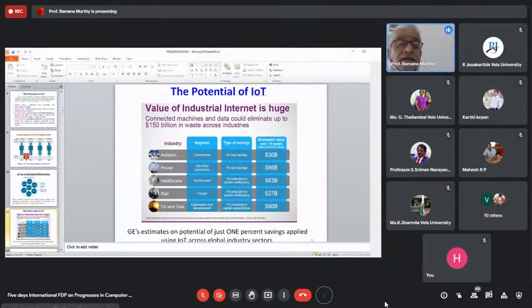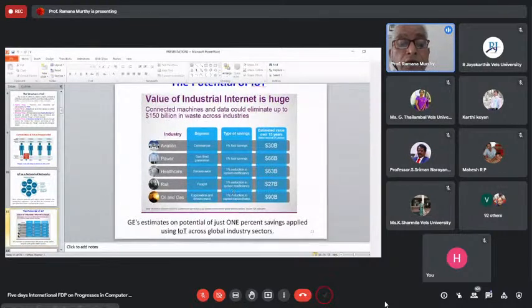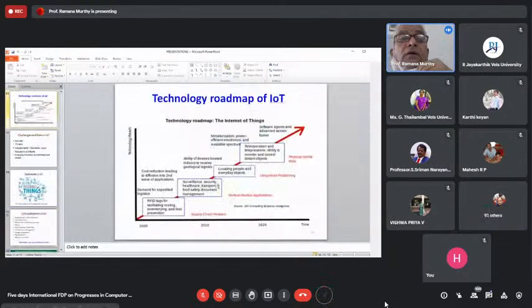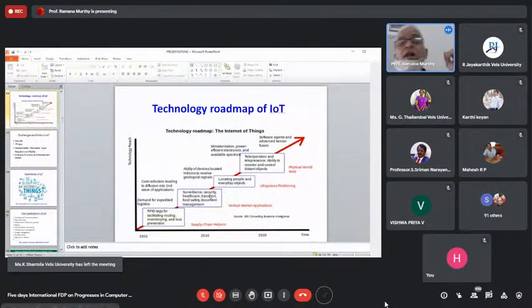That means GE is estimating a potential of just 1% saving applied by using IoT across the global industry. Now let us see this. What exactly is the roadmap for this? See, the roadmap is very simple. First, you have RFID.